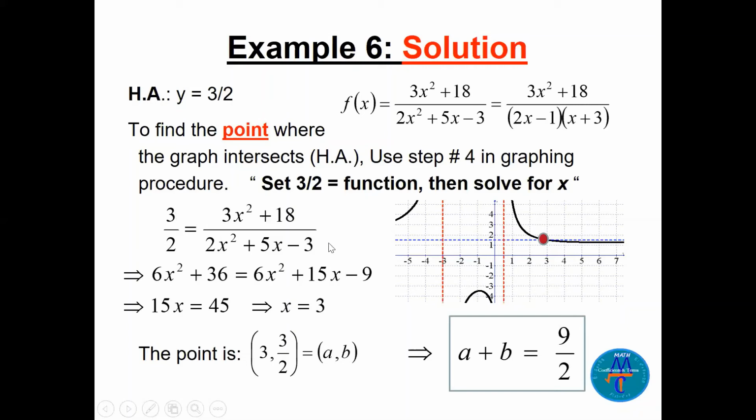Cross multiply now. See, 3 times 2, 6x squared plus 36 is 6x squared plus 15x minus 9. Cancel 6x squared. So 15x is equal to 45. X will be 3. So at 3, we see the graph here. See, I put the graph only to show you the graph will intersect the horizontal at 3. Then it will come back close to the horizontal. So I put 3 in the function. I get 3 over 2, or it's already 3 over 2 in the y. So a plus b will be 9 over 2.